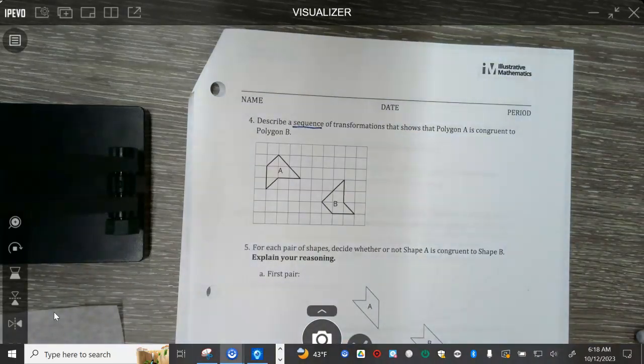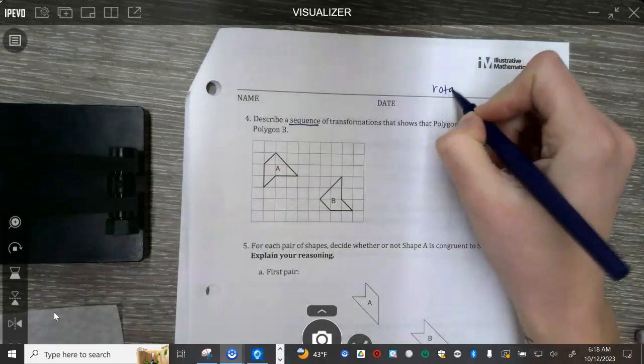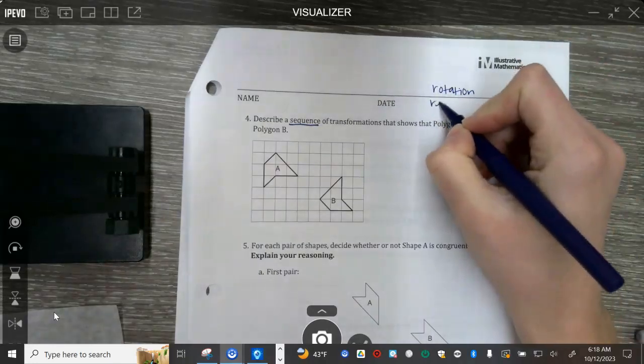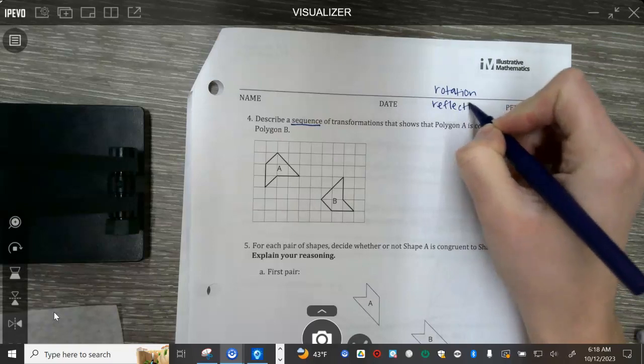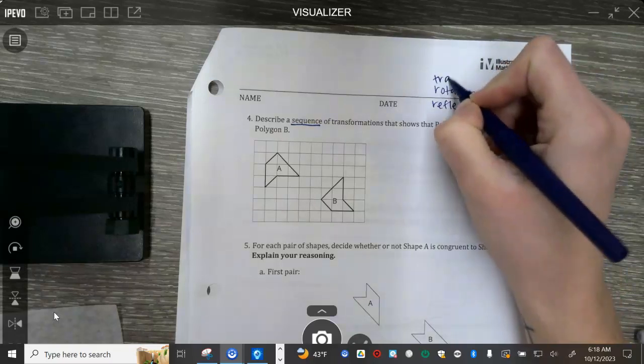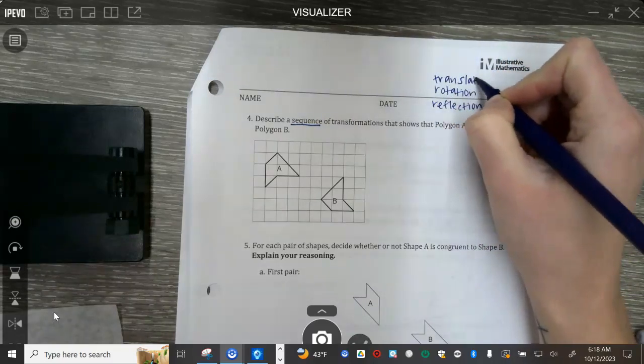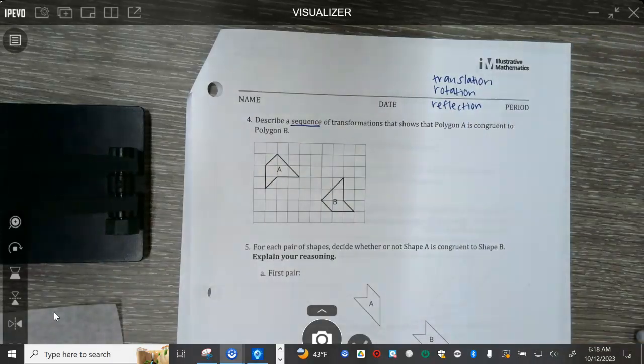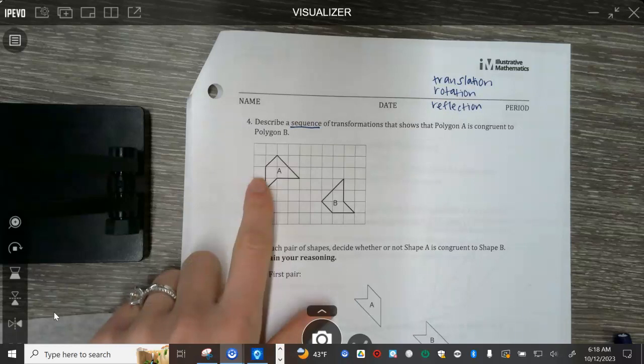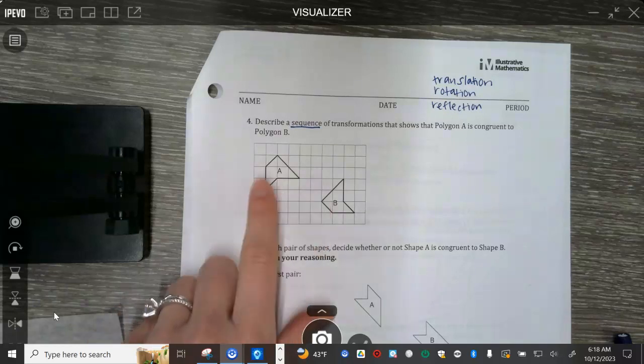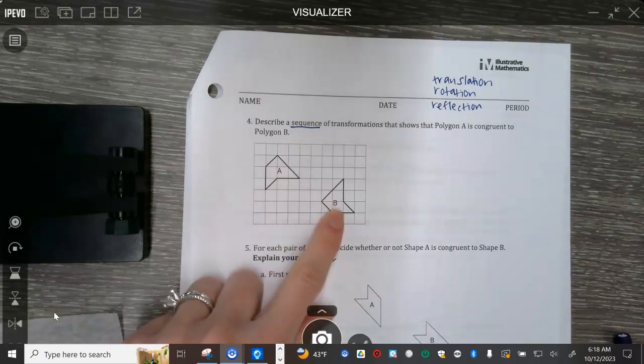So there might be a rotation, there might be a reflection, and there might be a translation. Okay, and there's going to be a combo of 2 of those. Which 2? Not sure. We got to figure that out. So, first thing you should have done is notice, how does A change to B? Does it stay the exact same? Did I just slide it down?